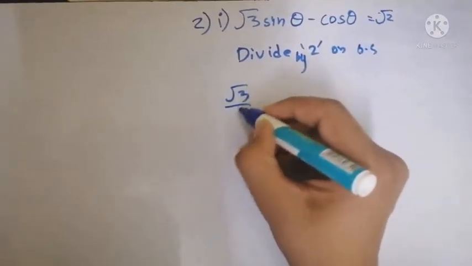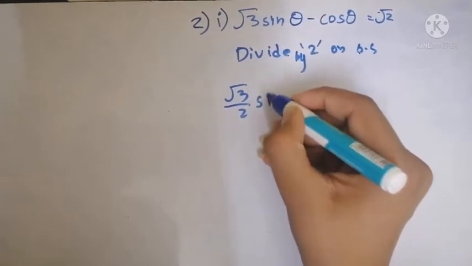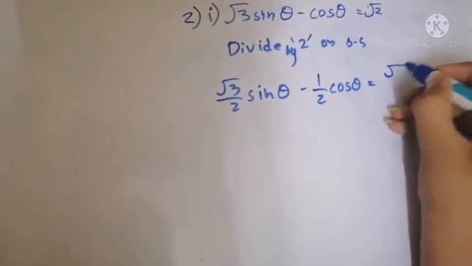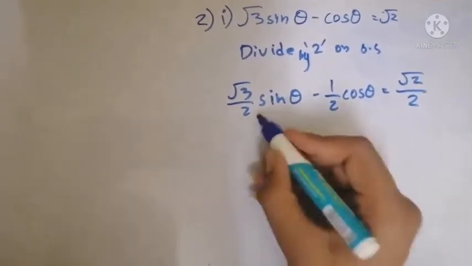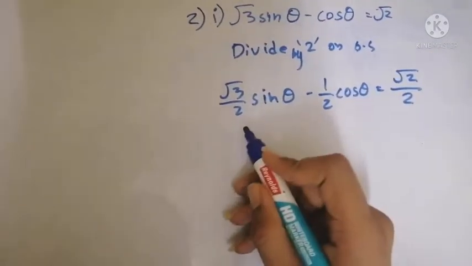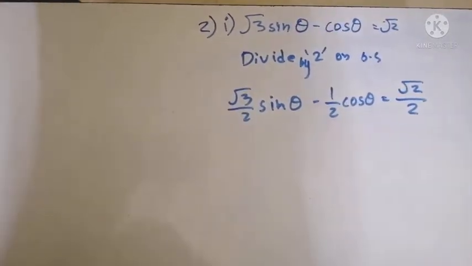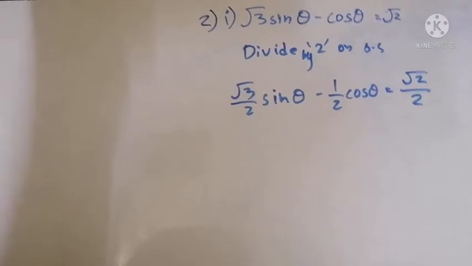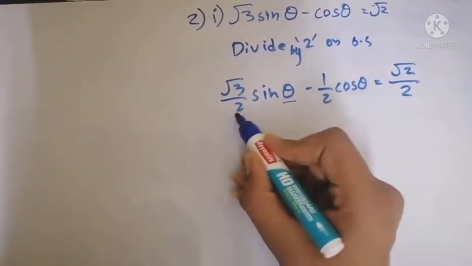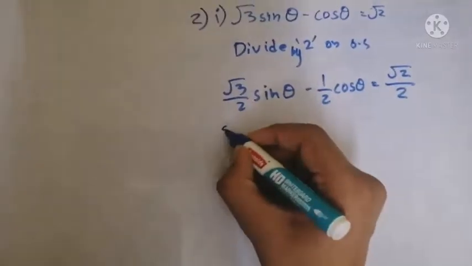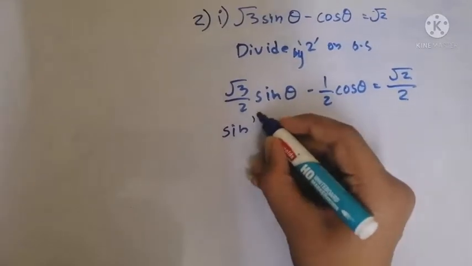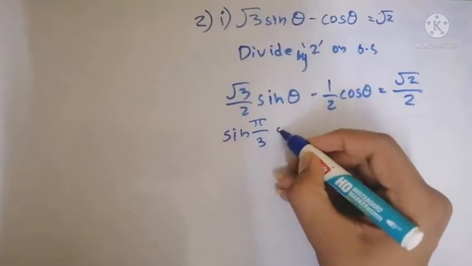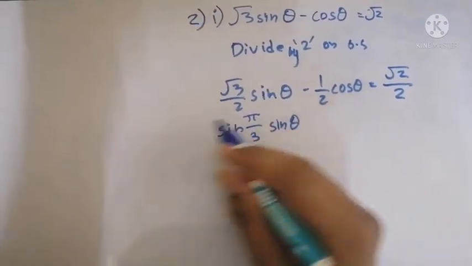So root 3 by 2 sin theta minus 1 by 2 cos theta is equal to root 2 by 2. Now we can see it is in the form of the sin a plus b or sin a minus b or cos a plus b formula. So we will write the sin a minus b formula. First we will simplify it. Sin 60 degrees is equal to root 3 by 2, sin pi by 3.